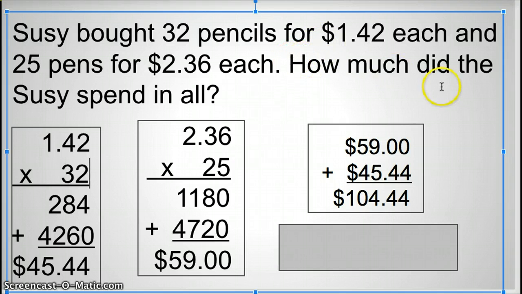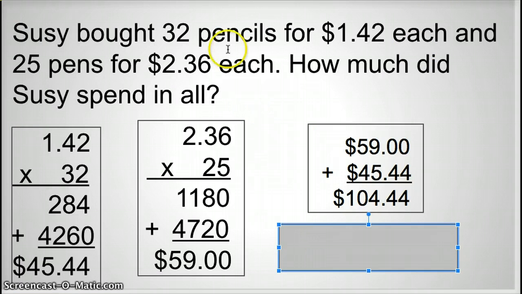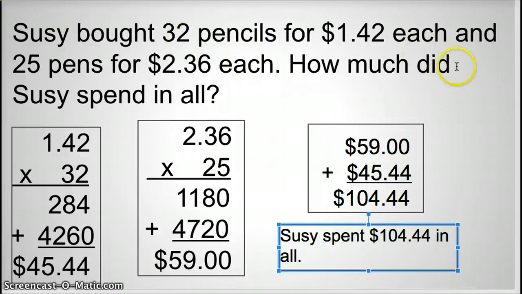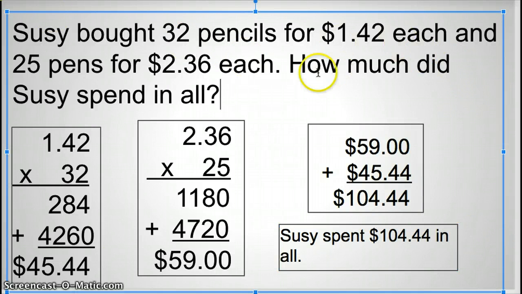I need to reread the question. How much did Susie spend in all? You would say, Susie spent $104.44 in all. And this is the final answer. This is all the work that you needed, and this would be getting 100%.